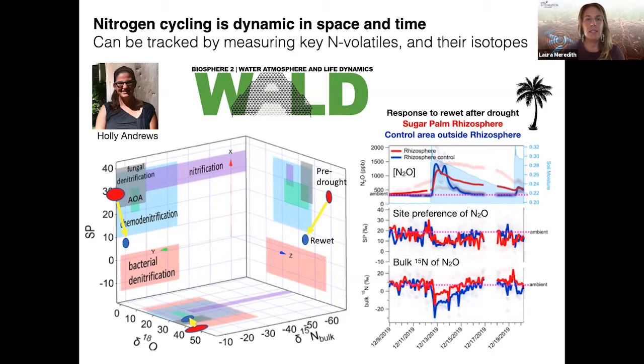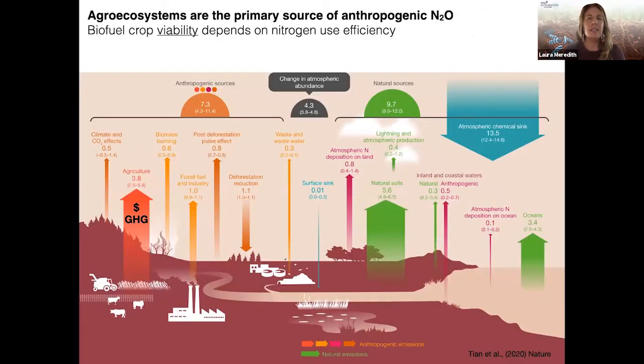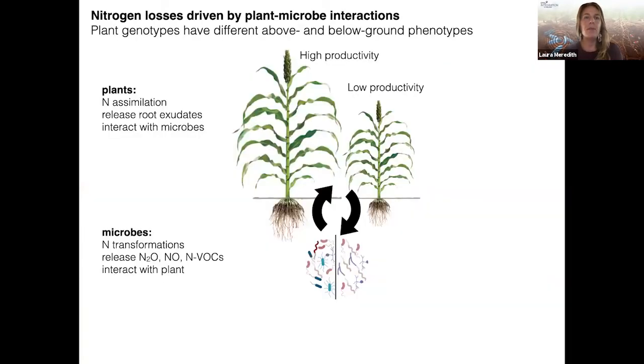And so this technique has been often applied, and recently we turned our focus to agroecosystems, which are really important as the primary source of anthropogenic nitrous oxide. In these systems, this loss of nitrogen as nitrous oxide costs money, and it also releases a potent greenhouse gas to the atmosphere. And so improving nitrogen use efficiency is really essential to making biofuel crops viable economically and from a global change perspective.